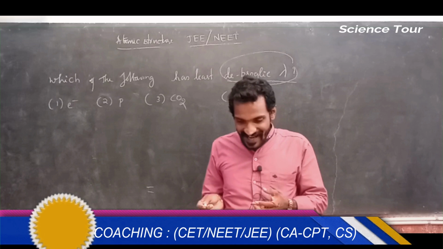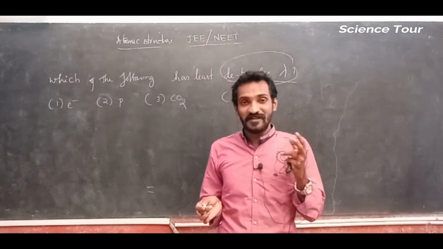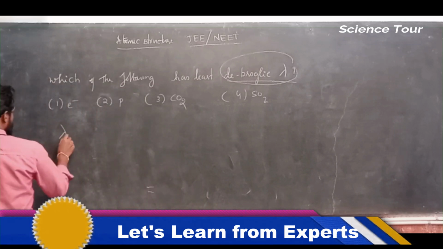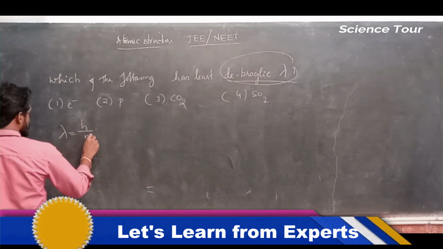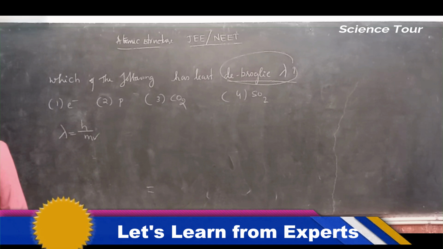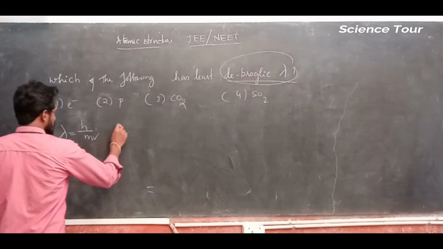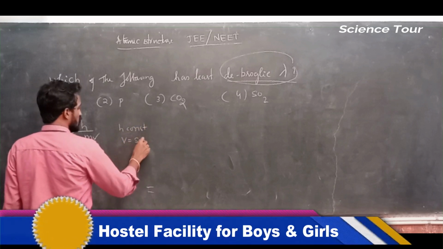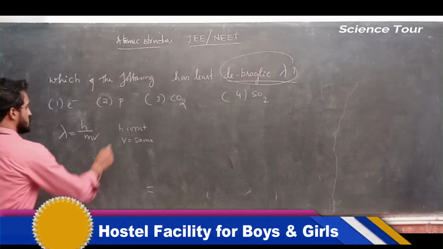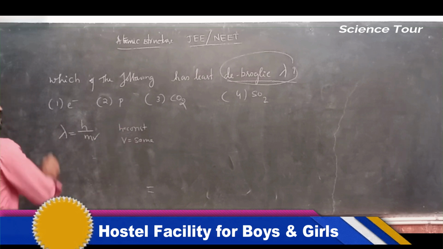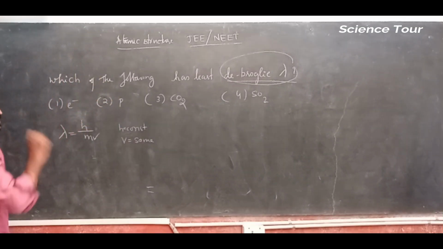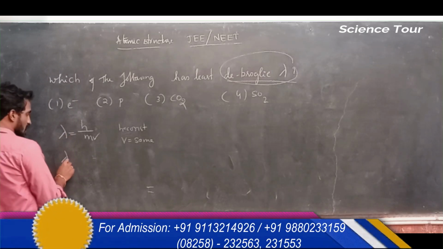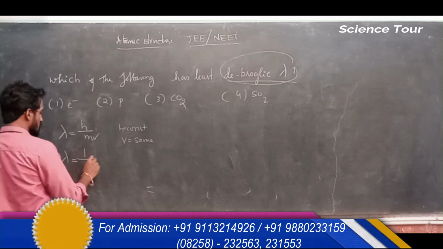Yes, it is there. How to use the formula is very important, my dear students. For finding wavelength, which formula do you have to use? Lambda is equal to h by mv. Here one thing is clear, my dear students. H is constant. V is velocity, same for all. Electron, proton, carbon dioxide, whatever you take, atom or molecule. And here lambda is equal to 1 by m.